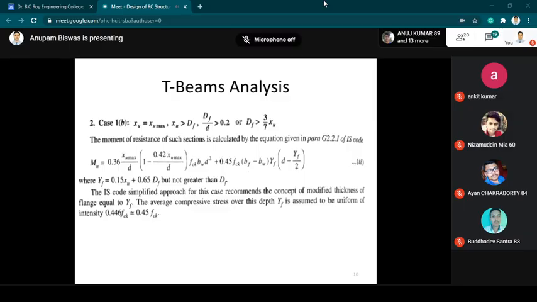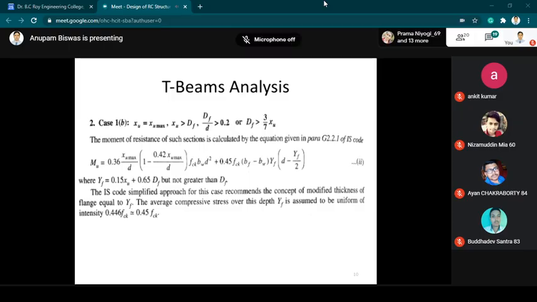So for sub case 1, again we have two sub cases. One is when we consider df by d, the depth of flange divided by effective depth, which as recommended by the IS code is to be considered as 0.2. When df by d is less than or equal to 0.2, we do one type of calculation, and if df by d is more than 0.2, we take a different value for consideration.